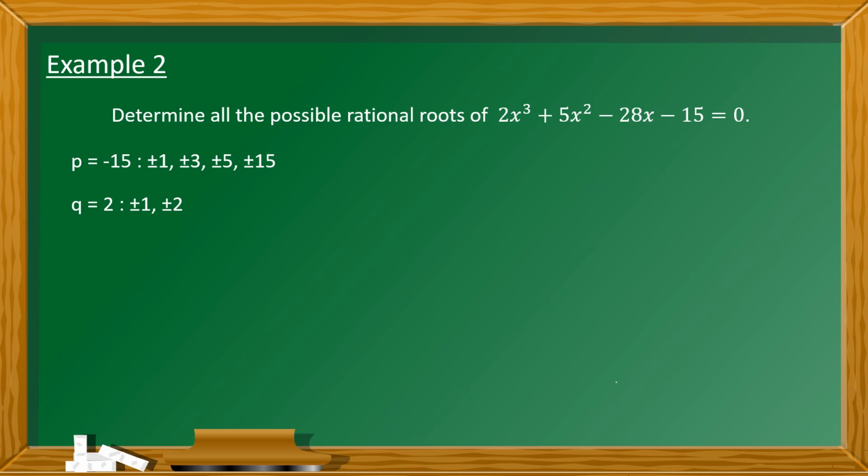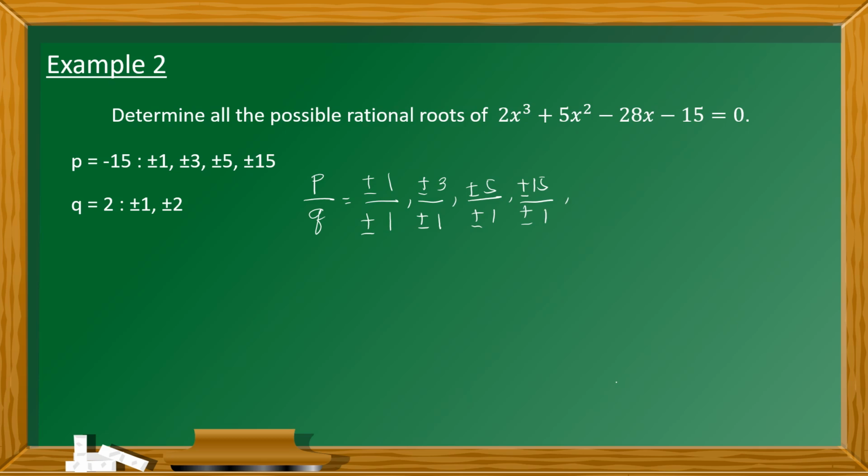Para makuha ang p over q, i-combine lang natin ang p as numerator sa q as denominator. Iisa-isahin natin silang pag-partnerin. Positive and negative 1 over positive and negative 1. Ito naman tayo. Positive and negative 3 over positive and negative 1. Positive and negative 5 over positive and negative 1. Positive and negative 15 over positive and negative 1.